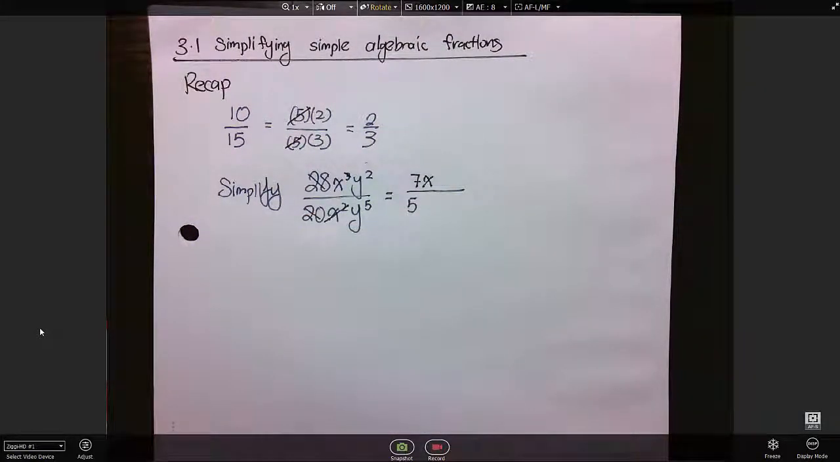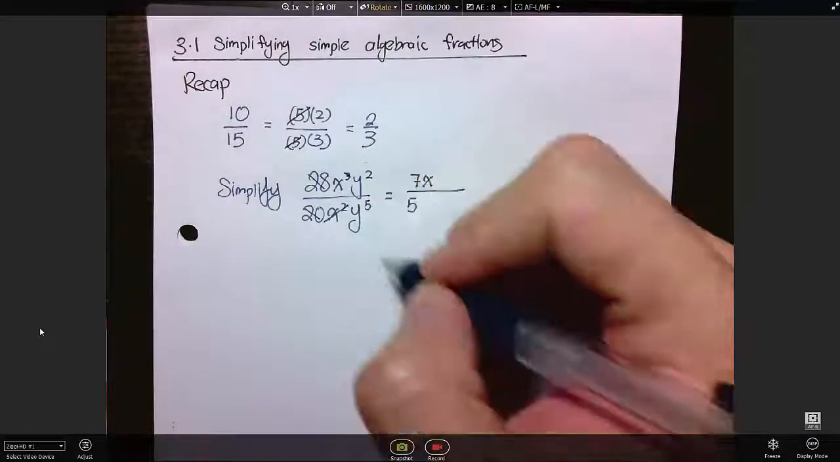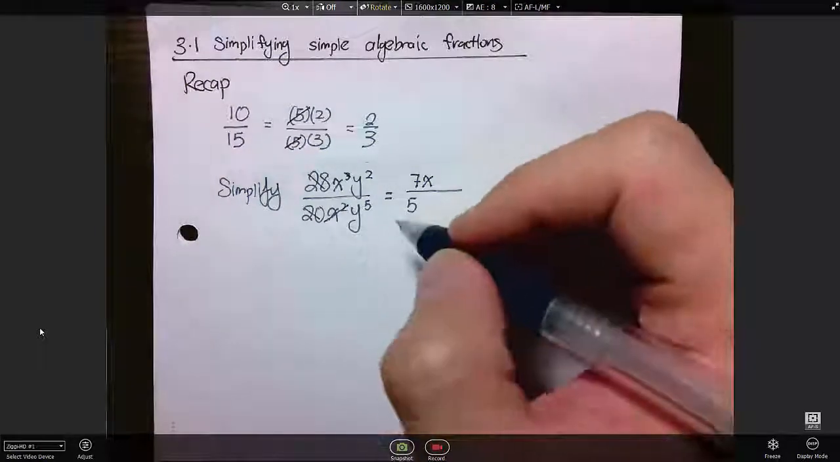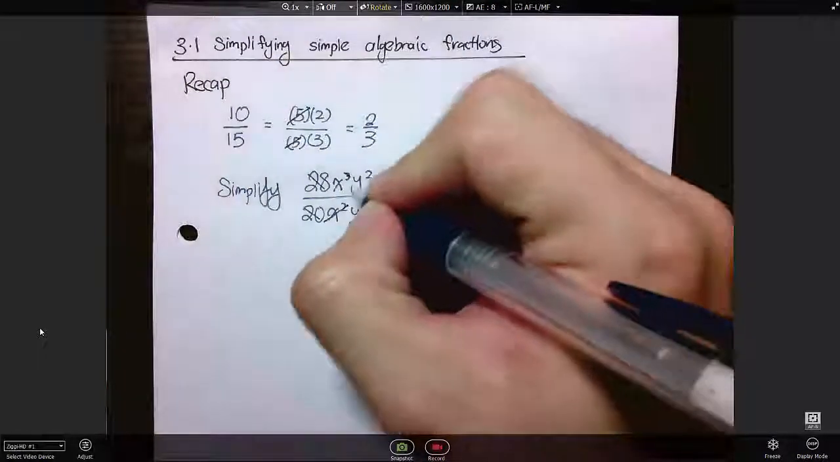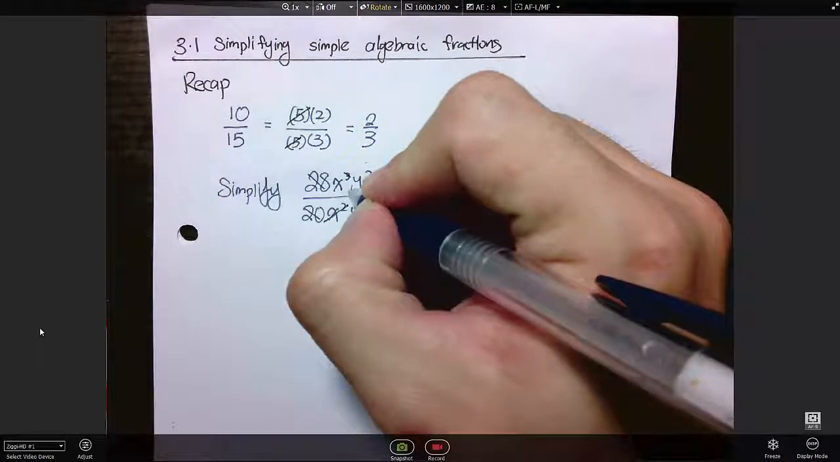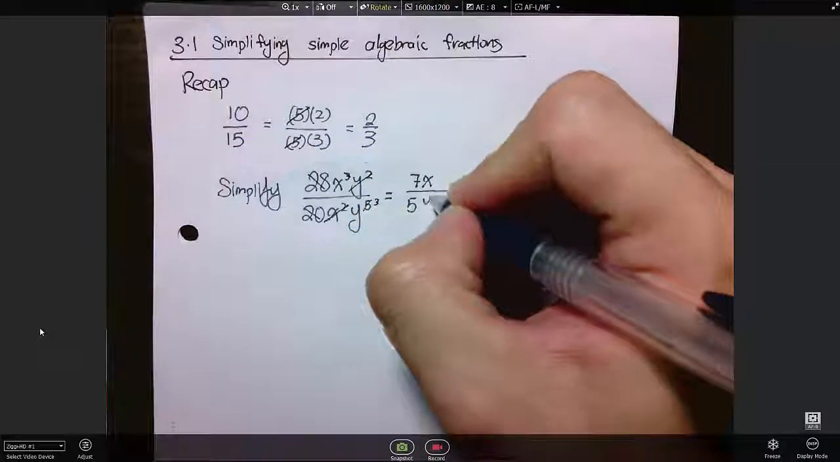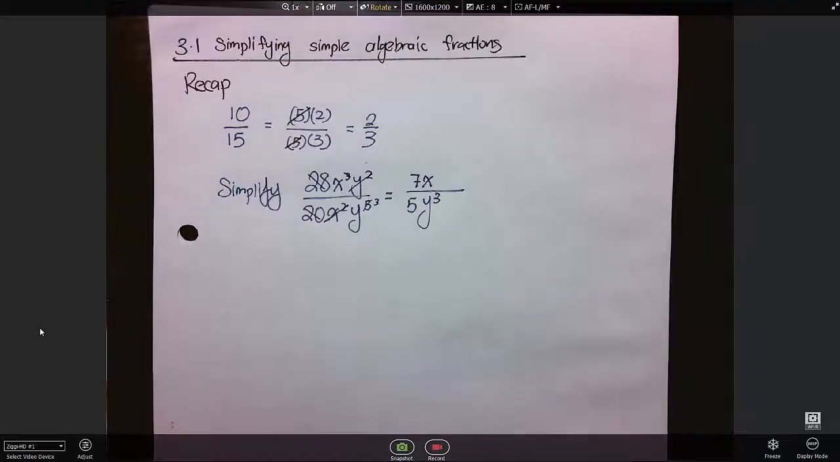And finally, y squared and y to the power of 5. In the numerator I have 2 y's. In the denominator I have y times y times y times y times y, 5 y's. So I can eliminate up to 2 y's. So down here I eliminate y squared. Below I'm left with y to the power of 3. And just like that, I have simplified my first algebraic fraction.